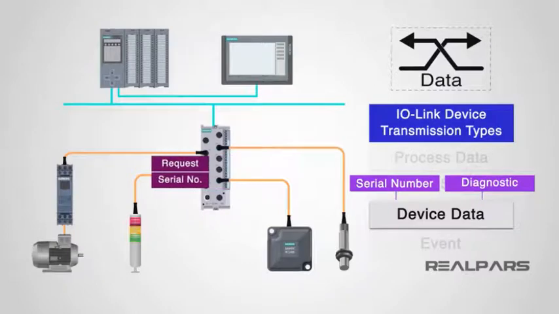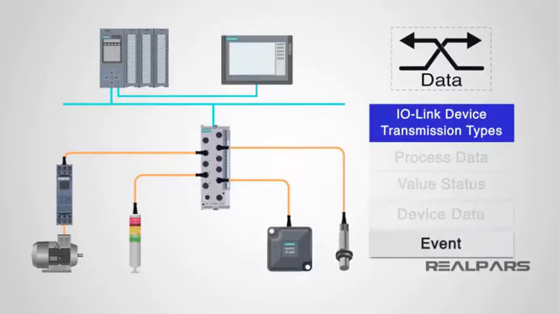Device data is transmitted acyclically, at the request of the I/O link master. This means that it is not automatically transmitted, but will be transmitted after a request from the I/O link master. Device data can be read from the device, but also written to. A device is able to trigger an event, which in turn signals the presence of an event to the I/O link master. An example of an event is an error or warning message, for example, a short circuit, or a device that is overheating.